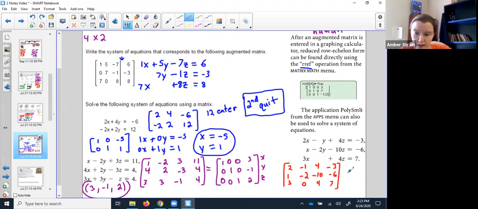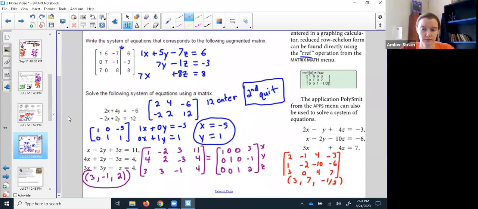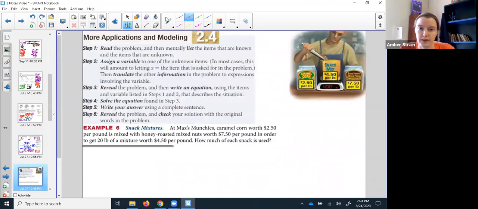When you give that a try, you should get the solution where your x is 3, your y is 7, and your z is -1/2. So it makes everything much easier. And that helps us out when we switch into word problems.